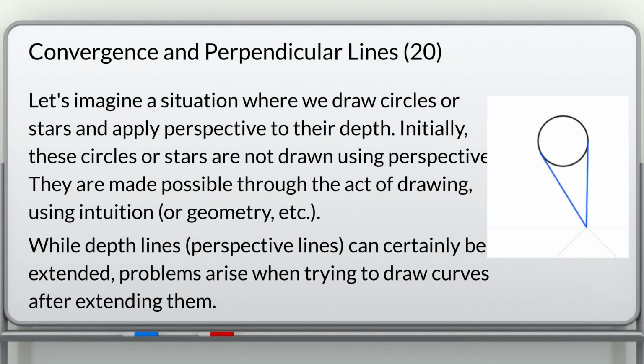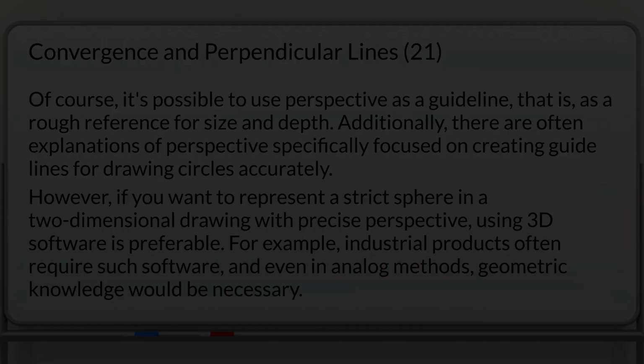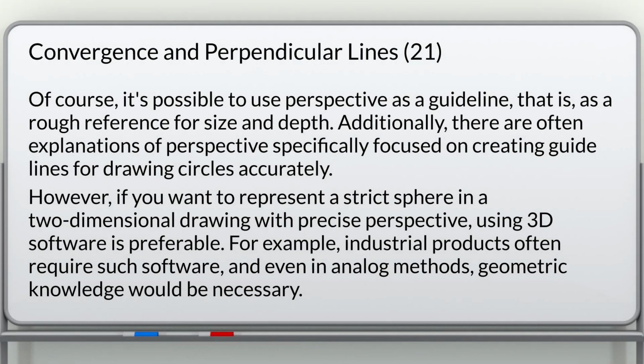Let's imagine a situation where we draw circles or stars and apply perspective to their depth. Initially, these circles or stars are not drawn using perspective. They are made possible through the act of drawing, using intuition. While depth lines can certainly be extended, problems arise when trying to draw curves after extending them. Of course, it's possible to use perspective as a guideline, that is, as a rough reference for size and depth.